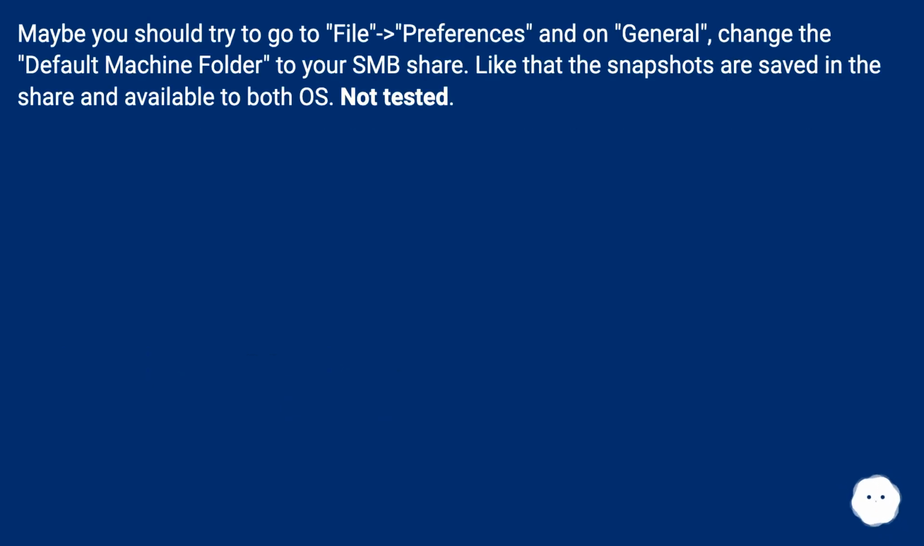Maybe you should try to go to File, Preferences and on General, change the default machine folder to your SMB share. Like that the snapshots are saved in the share and available to both OS. Not tested.